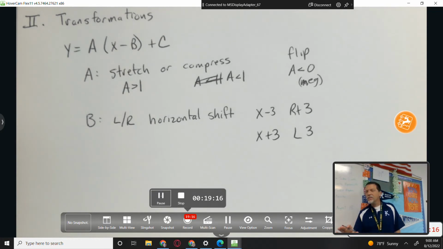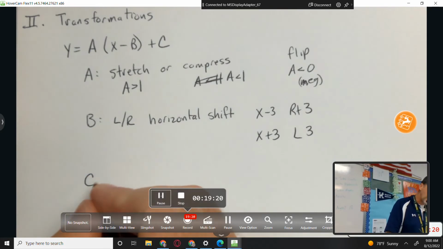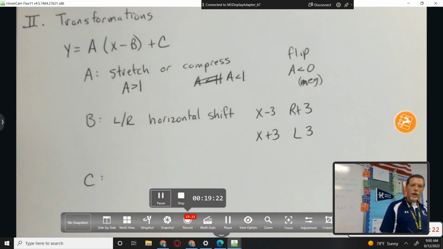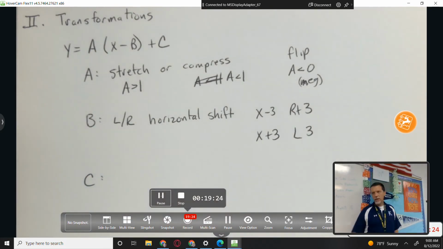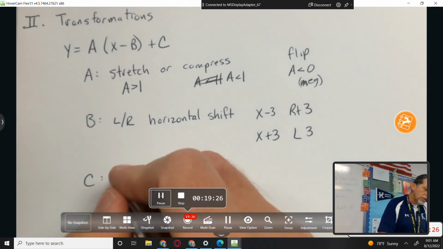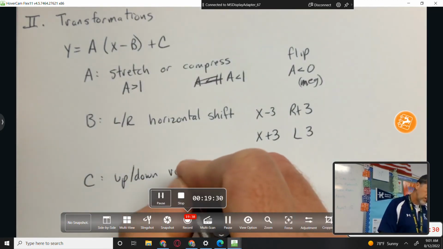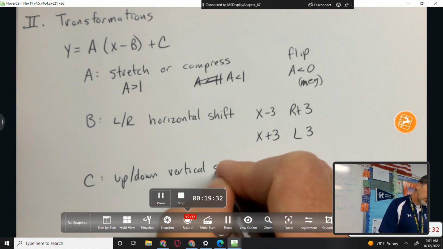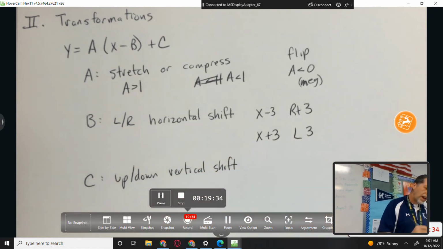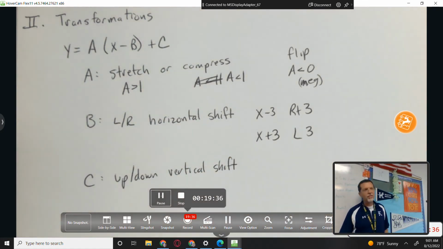Stop me if we need to slow down and explain this some more, but you guys sound like we're good on this stuff. How about C? What's C do? Up or down? Vertical up-down shift. And that one's more normal, right? So if it's a plus 7 at the end, that moves it up 7, what you think it would do. If it's minus 7, it moves it down 7.